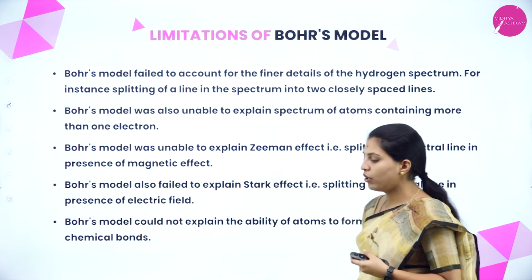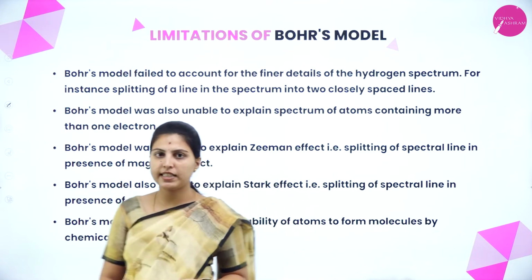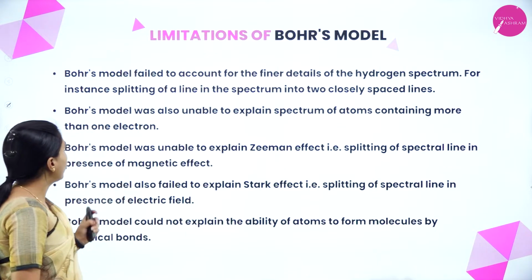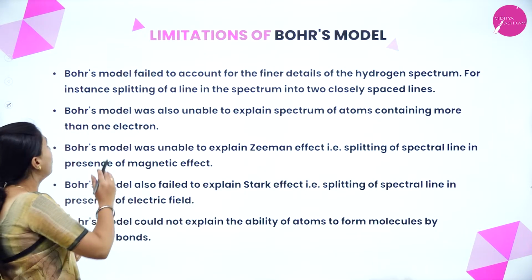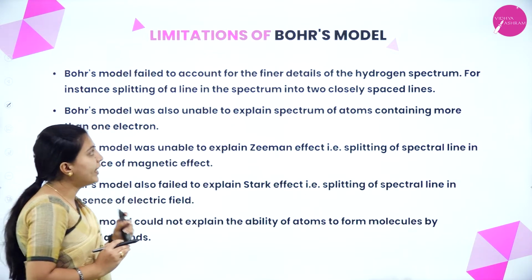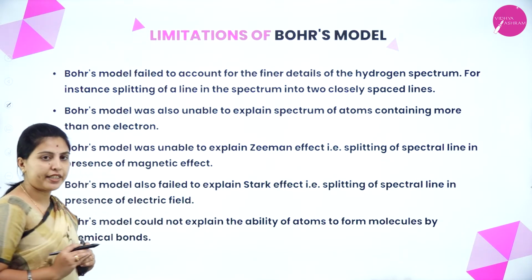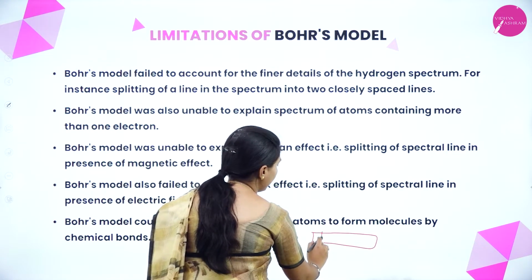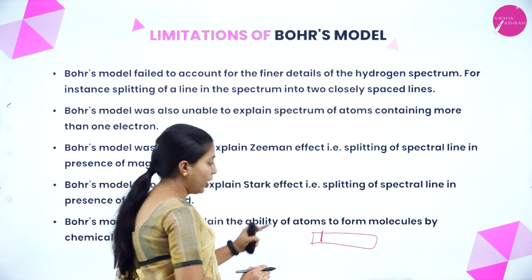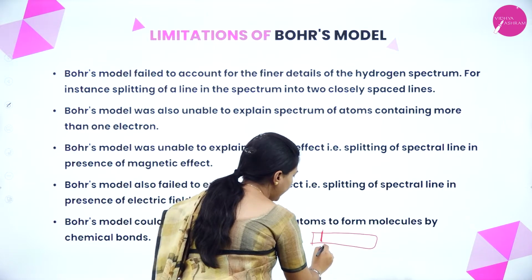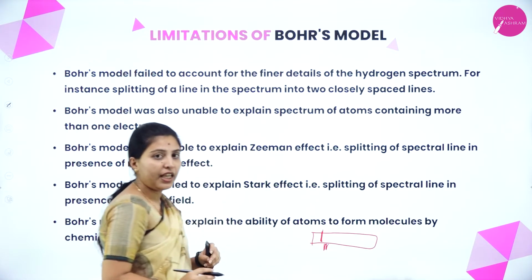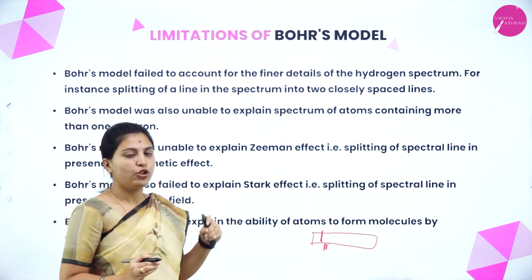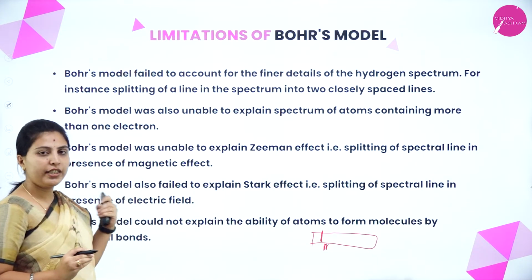Next, limitations of Bohr's model. After all these things, some limitations are present in Bohr's model. What are those limitations? We'll see now. Bohr's model failed to account for the finer details of the hydrogen spectrum. Means in the spectrum, we'll see lines like these. Within these lines, small finer lines will be present. Those finer lines he could not explain in detail. So, first limitation, he failed in that.